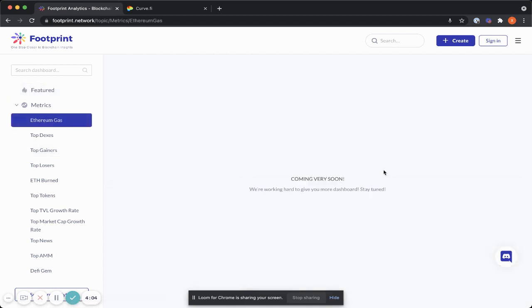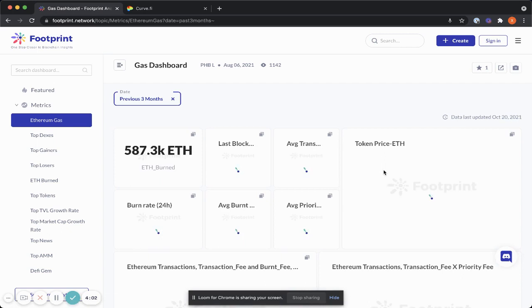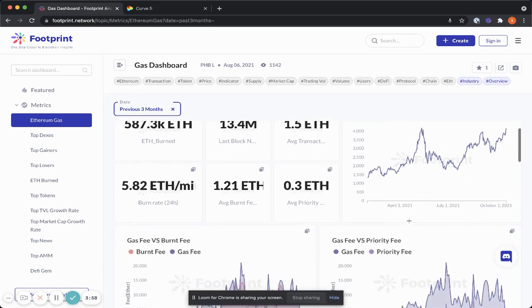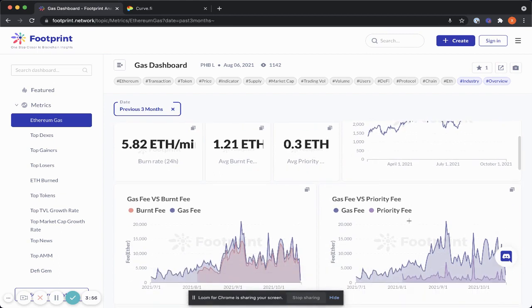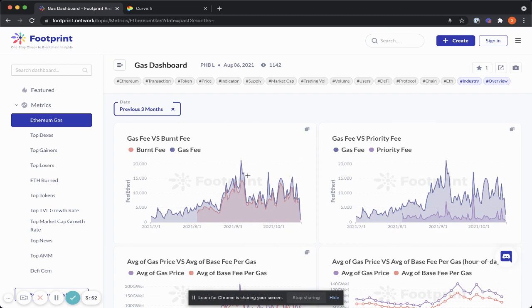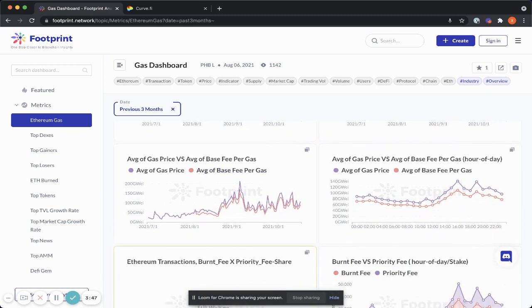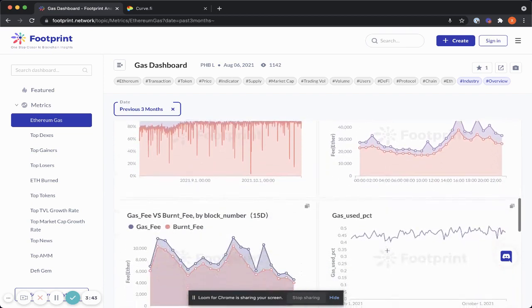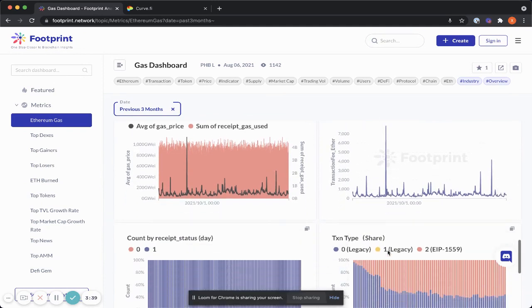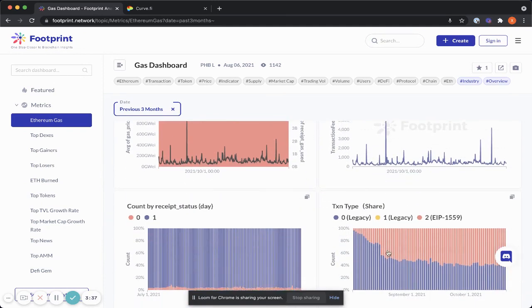Now, if we look into Ethereum gas, a big talking point due to gas fees, these charts here provide a great representation of how price has behaved over the last few weeks. If you look at comparison between the gas fees versus burnt fees, the average price of gas versus the average base fee per gas, and so forth. So you do get an idea about how Ethereum gas has behaved over the past few quarters.